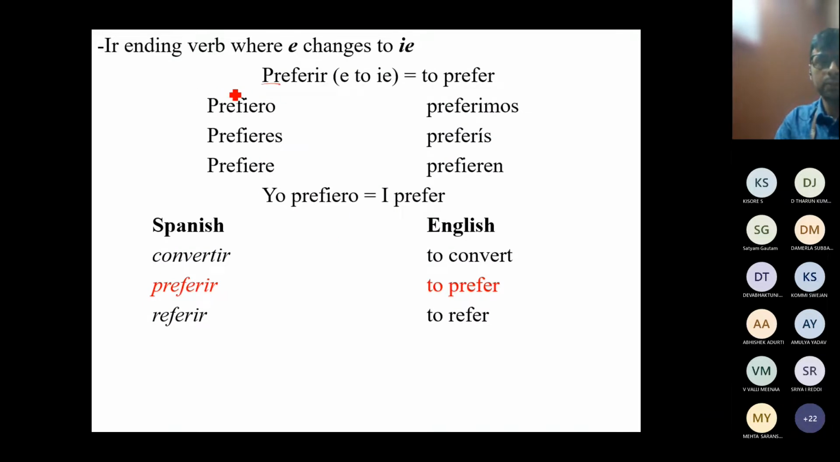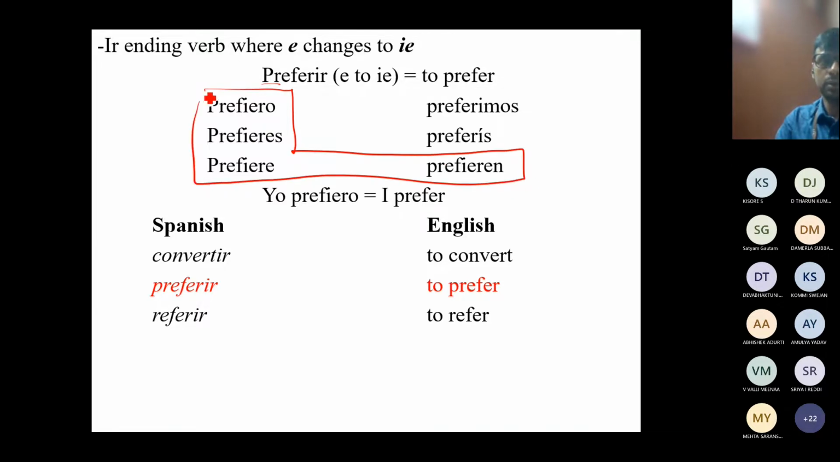Preferir is another IR ending verb in which the E changes to IE in the same part. So prefiero, prefieres, prefiere and prefieren. Okay. Preferimos, preferís is not changing in the same part as usual. Some of the other examples are convertir, preferir, which we did, and referir. So this E will change, this E will change, and this E will change. Okay. So this is what you have for E changing to IE.